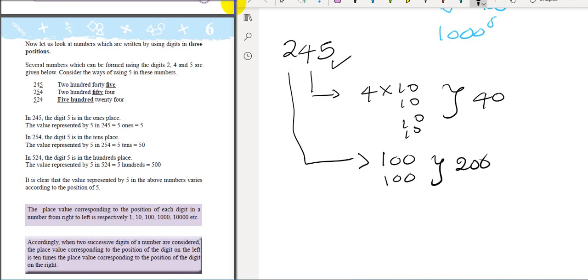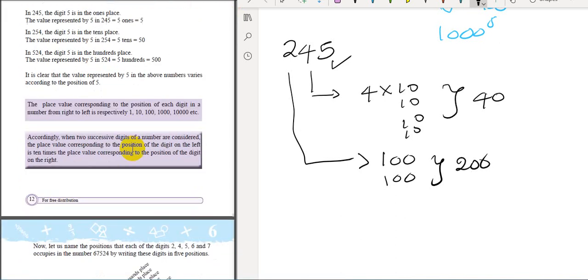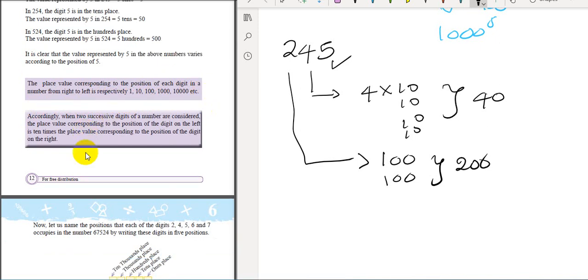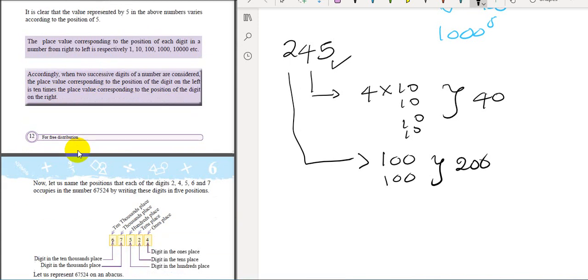Okay, I hope you understood now very clearly. The place value corresponding to the position of each digit in a number, from right to left, is respectively ones, tens, hundreds, thousands, ten thousands and hundred thousands. Accordingly, when two successive digits of a number are considered, the place value corresponding to the position of the digit on the left is ten times the place value corresponding to the position of the digit on the right side.